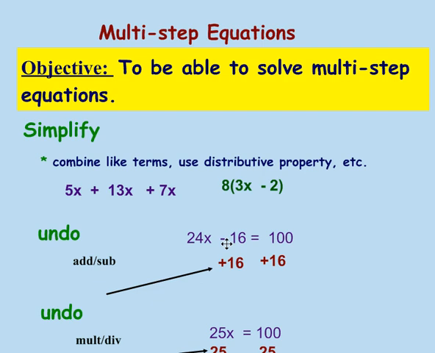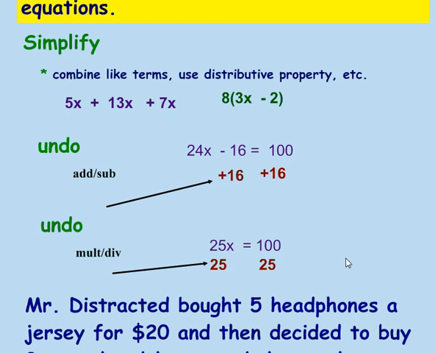Undo the addition or subtraction. So basically you're doing the opposite. You've got a minus 16. Well, you're going to add 16 to both sides. And then your last step will usually either be multiplication or division. In this example right here, 25 is next to x, so that is multiplication, and the opposite is division. Look, on that last one, you would get an answer of 4.